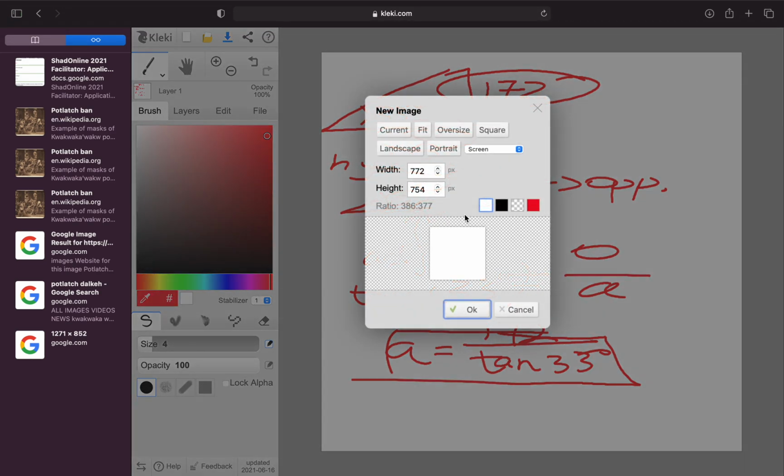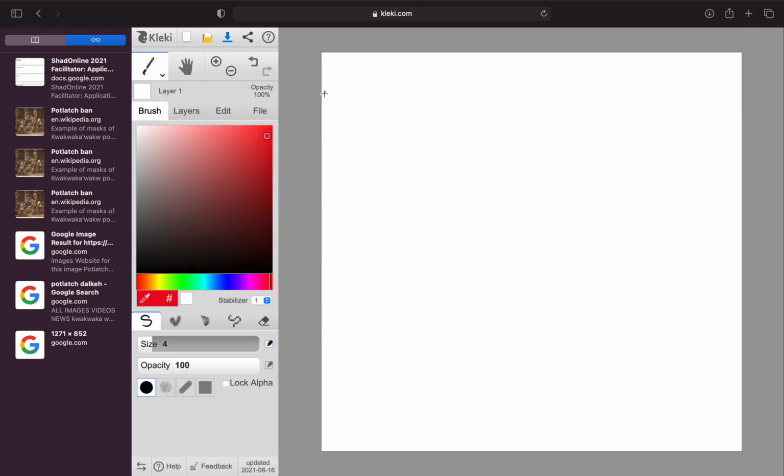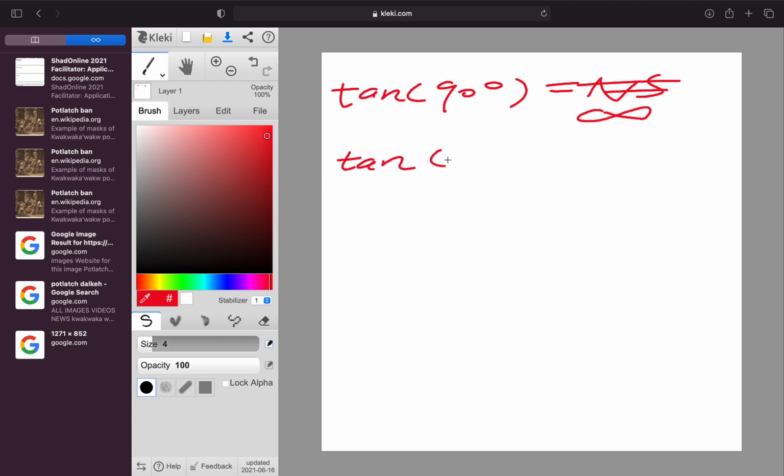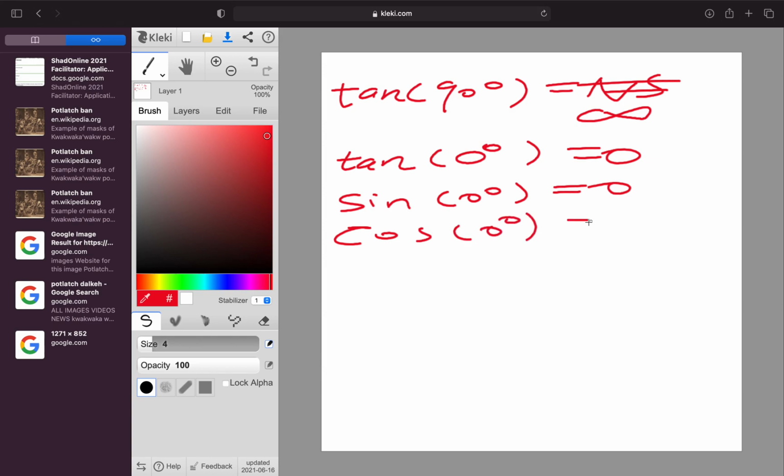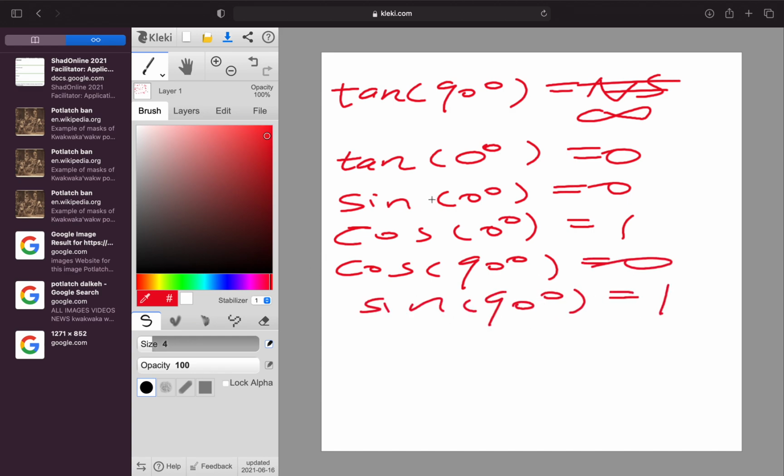Generally, there are some additional notes. Tangent 90 has no solution, it's infinite. Tangent 0 is equal to 0. Sine 0 is equal to 0. Cos 0 degrees is equal to 1. Cos 90 is equal to 0. Sine 90 is equal to 1. Those are some of the important ones that you might need to memorize for the test.